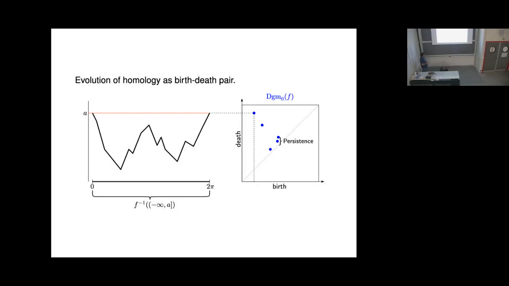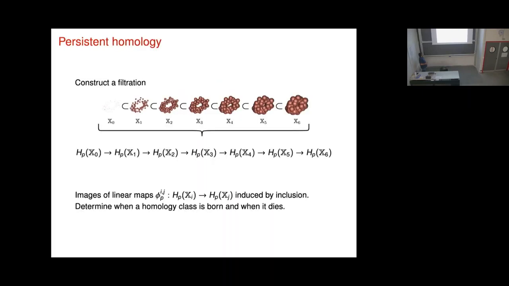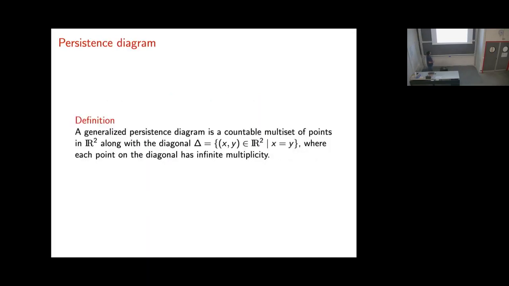And this is called a persistence diagram. And it's a summary of this function. Okay, and it's pairing these critical points. This is another version of it. So you have these filtrations, which are all these proper subsets, and you look at when homology changes. Okay. And so a persistence diagram is a countable multiset of points, and we give the diagonal infinite multiplicity.